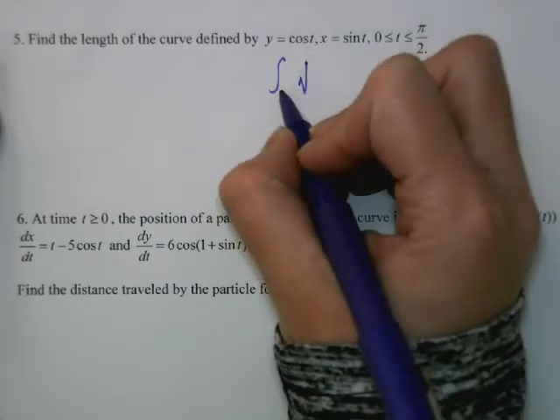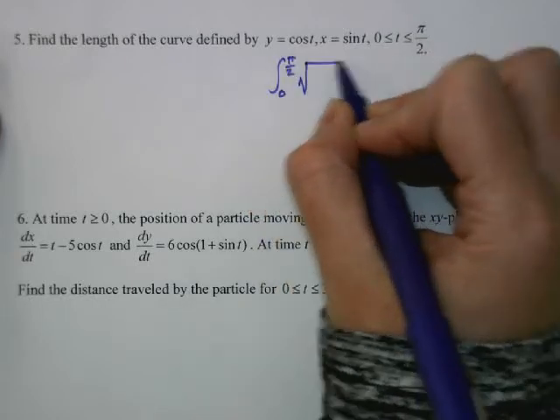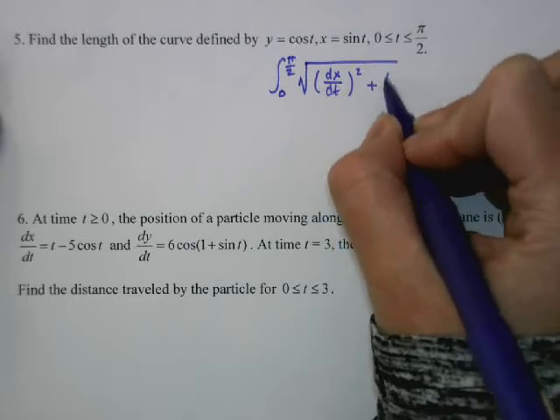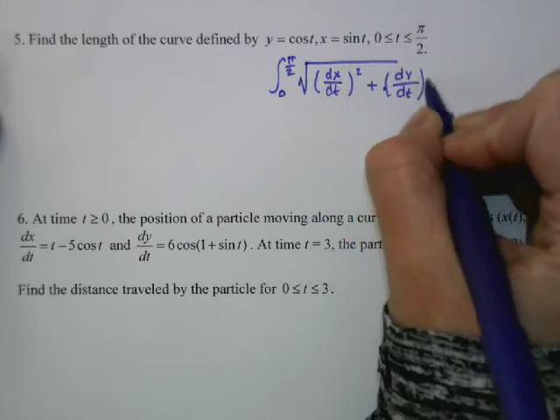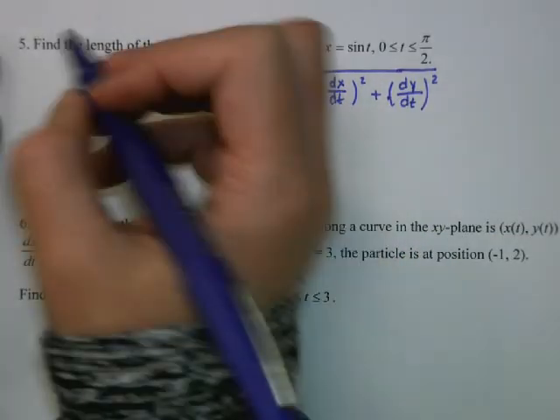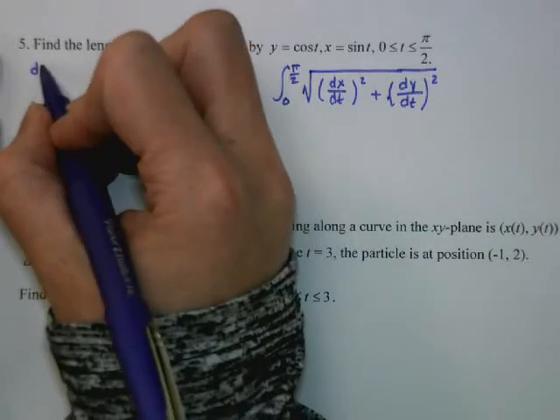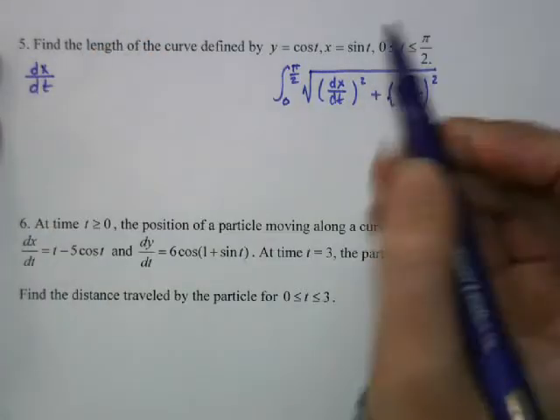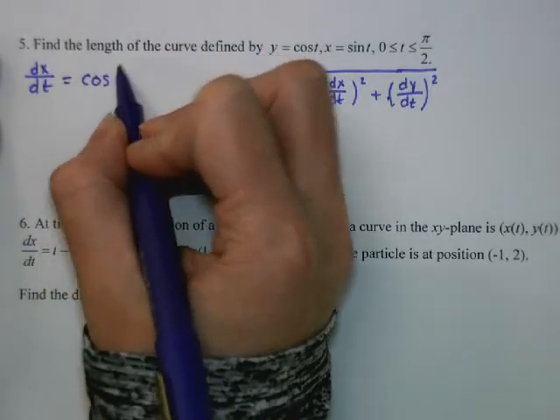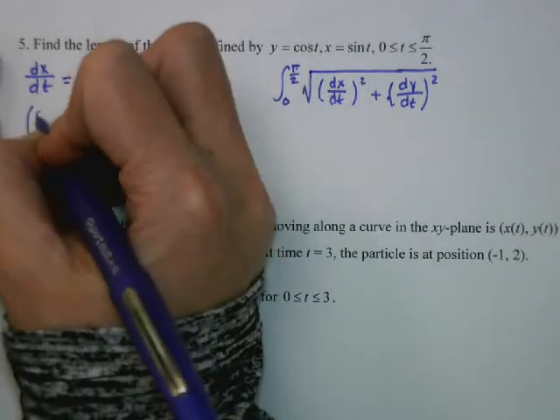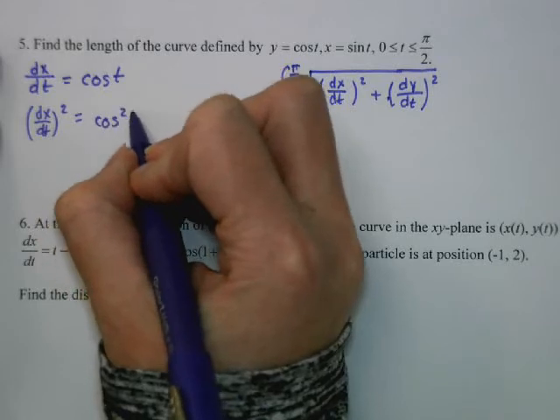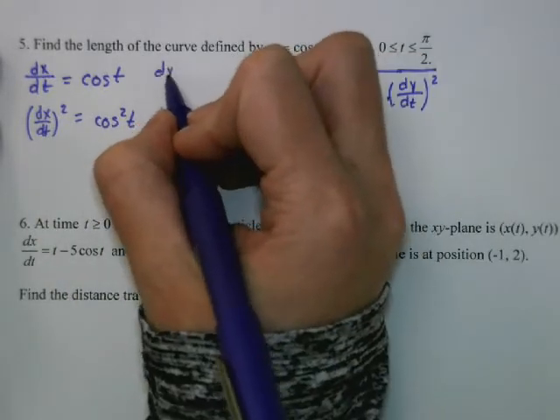So if x is sine of t, then dx/dt is cosine of t, which means (dx/dt) squared is cosine squared. Y is cosine of t, so dy/dt is negative sine t, which makes (dy/dt) squared equal to a positive sine squared. So that's what we'll plug into our formula here.